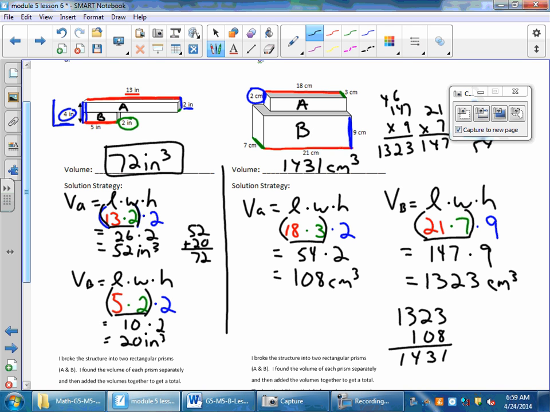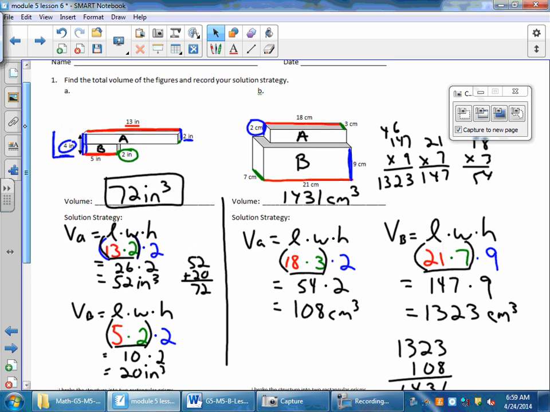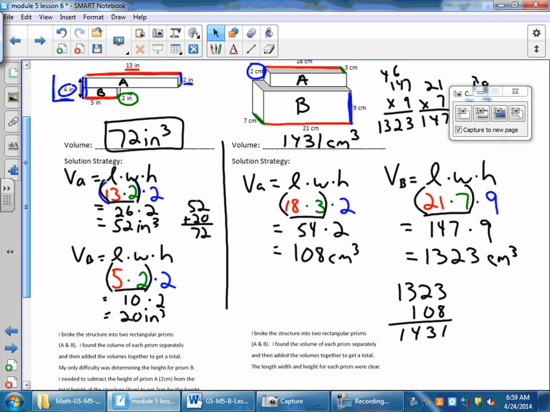centimeters. Now if we wanted to go a little advanced, but it doesn't ask us to, we could see that that would also be equivalent to 1,431 milliliters, which would be close to 1.5 liters. That's just a little advanced thinking, not something we need to think about for this particular question.